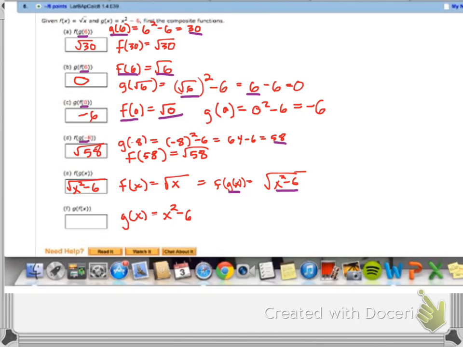G of f of x means I'm going to put the whole function f of x into g of x where there used to be an x. So I use parentheses where the x used to be, and I put that function f in its place. So if you look here, here's f of x. That's what I put in for x, and squared it. So where there used to be x's, now I'm putting f of x in its place. And when you square that radical x, you get just plain old x. And x minus 6, that's the expression you put in part F.